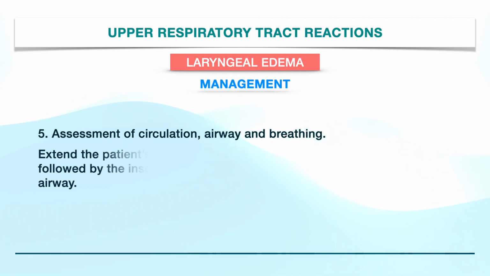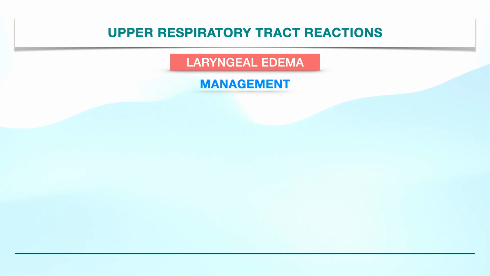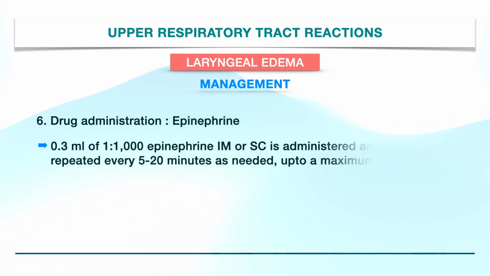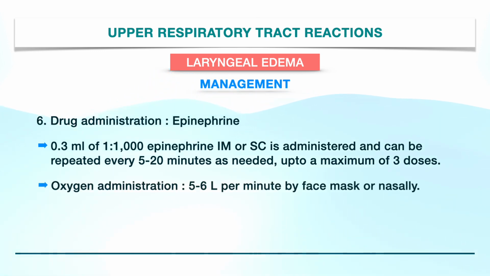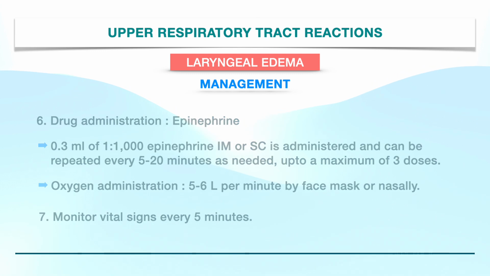The patient's neck is extended via head tilt chin lift or jaw thrust chin lift followed by insertion of nasopharyngeal or oropharyngeal airway. 0.3 ml of 1:1000 epinephrine IM or subcutaneous is administered and can be repeated every 5 to 20 minutes as needed up to a maximum of 3 doses. Oxygen is administered at a rate of 5 to 6 liters per minute by face mask or nasally. The vital signs are to be monitored every 5 minutes.